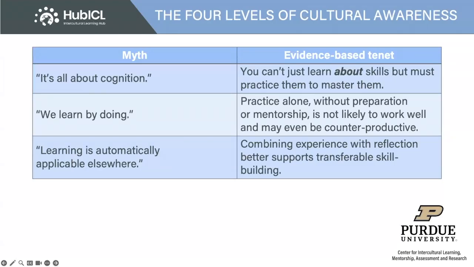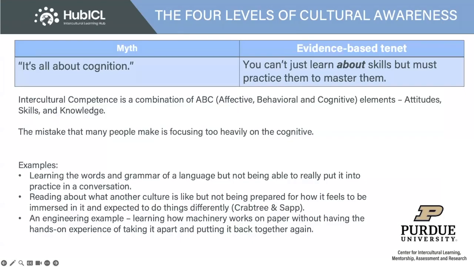So we'll start with that first myth, that it's all about cognition. Within an intercultural competence context, we know that this is a combination of affective, behavioral, and cognitive elements, attitude, skills, and knowledge. The mistake that many people make is focusing too heavily on the cognitive. So some examples of this might be learning the words and grammar of a language, but not being able to really put it into practice in a conversation.